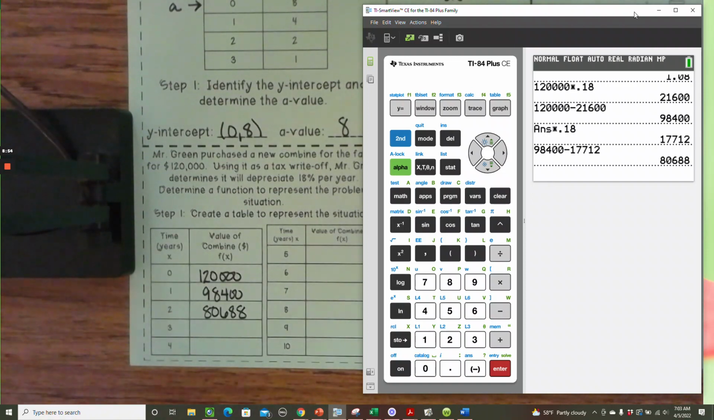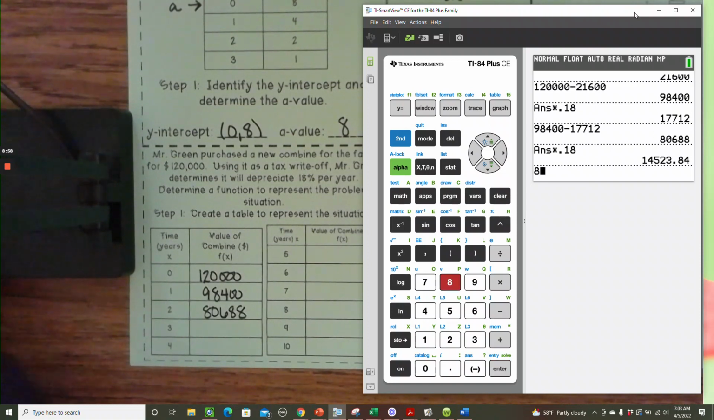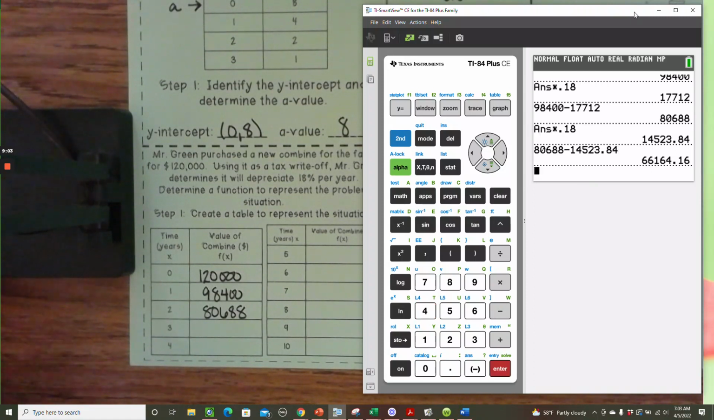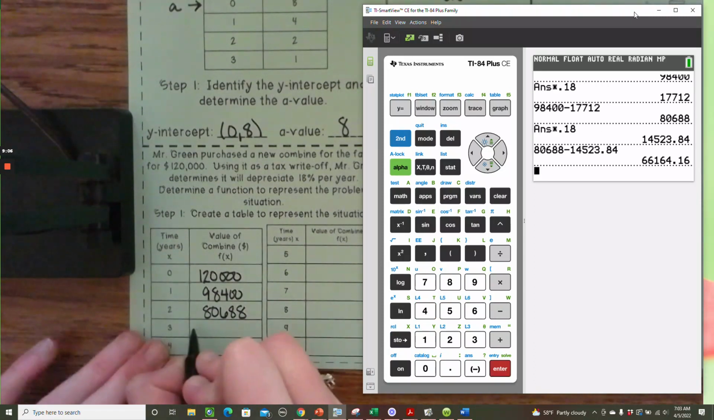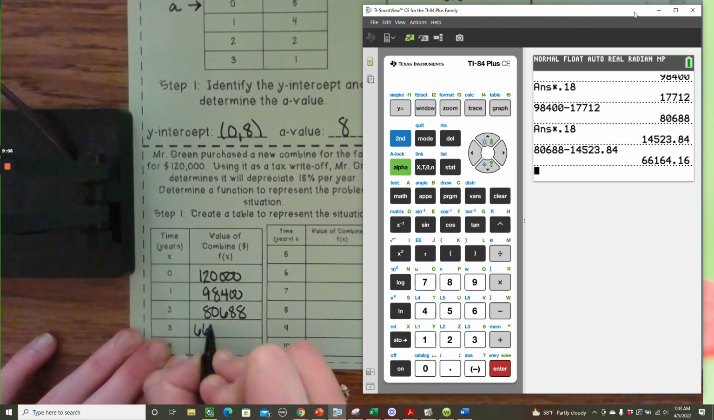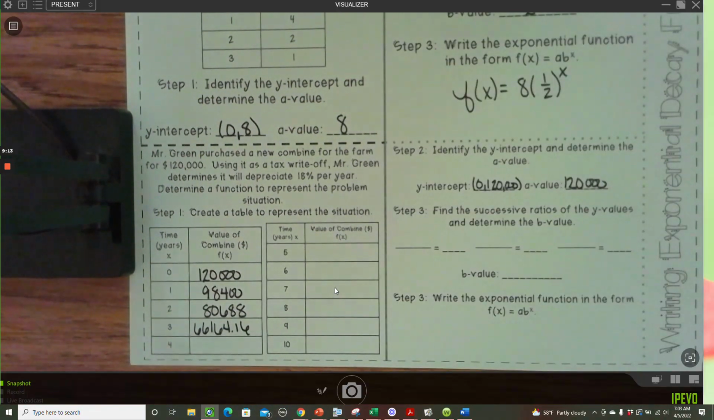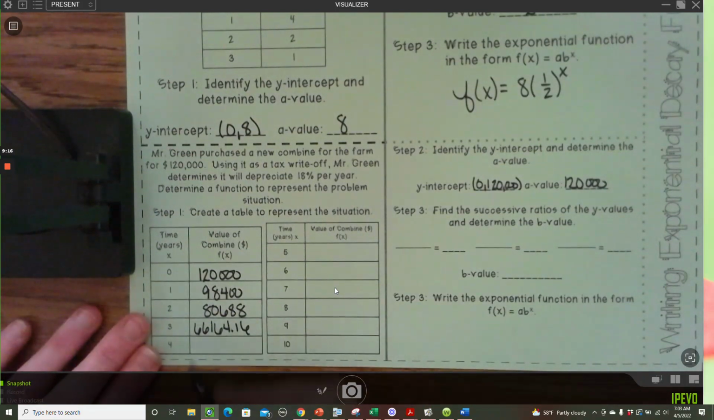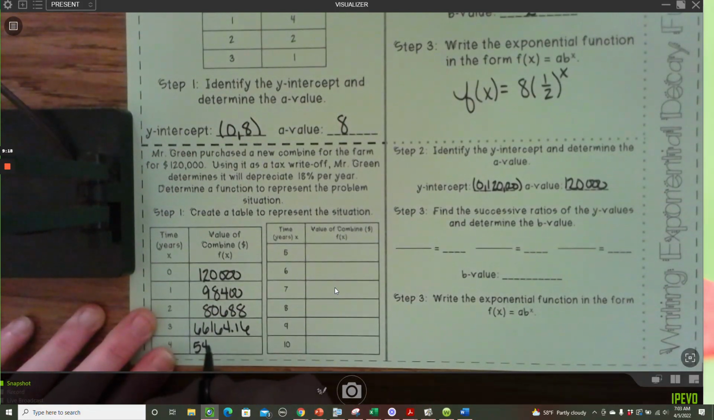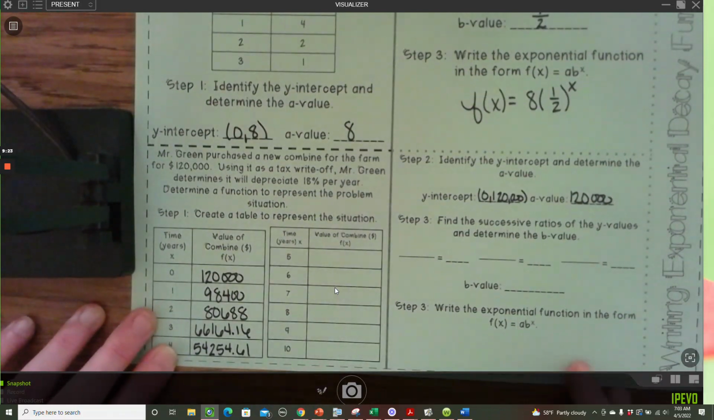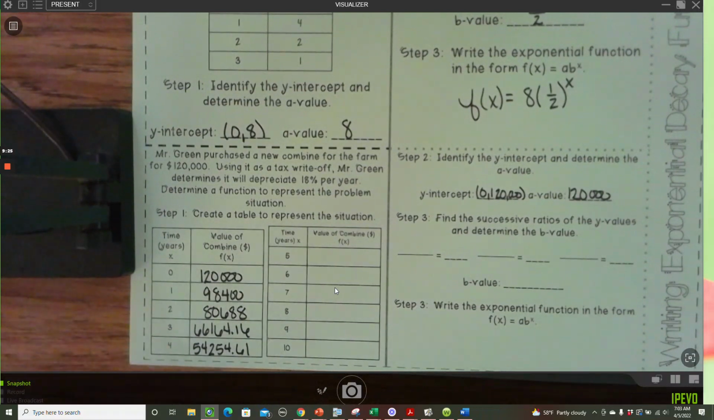And so I'm going to do one more of these, and then I'm just going to give you the rest. So 8688 minus 1453.84, I get 66,164.16. And so I'm just going to give you the rest of the values for this table. You can continue working them if you just want the practice. But we'd have 54,254.61. Actually, I'm just going to stop there because that's enough values for us to determine the b value.